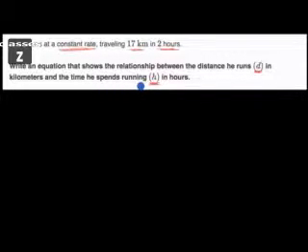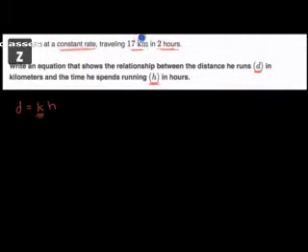All right, now there's several ways to approach this question. One way is to say, look, he's running at a constant rate. So his distance is going to be equal to some constant, let's just call that lowercase k, times the amount of time he spends running. And the way that we can figure out what k is, is by using the information that they gave us.